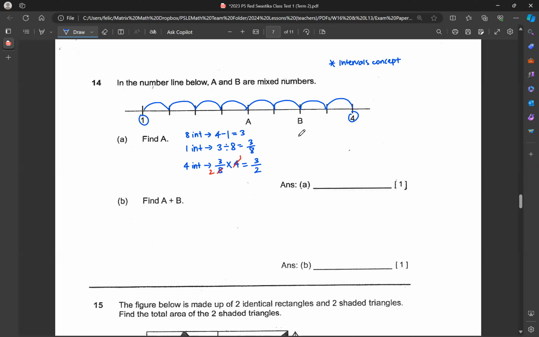So to get to A, you have to take your starting 1 plus this value of 4 intervals, the 3 over 2. Okay, so if I were to rewrite this means 1 plus 1.5. The 1.5 is the 3 over 2. So this 2 is the same thing. Okay, so just add them up, you get 2.5. So that is your answer.